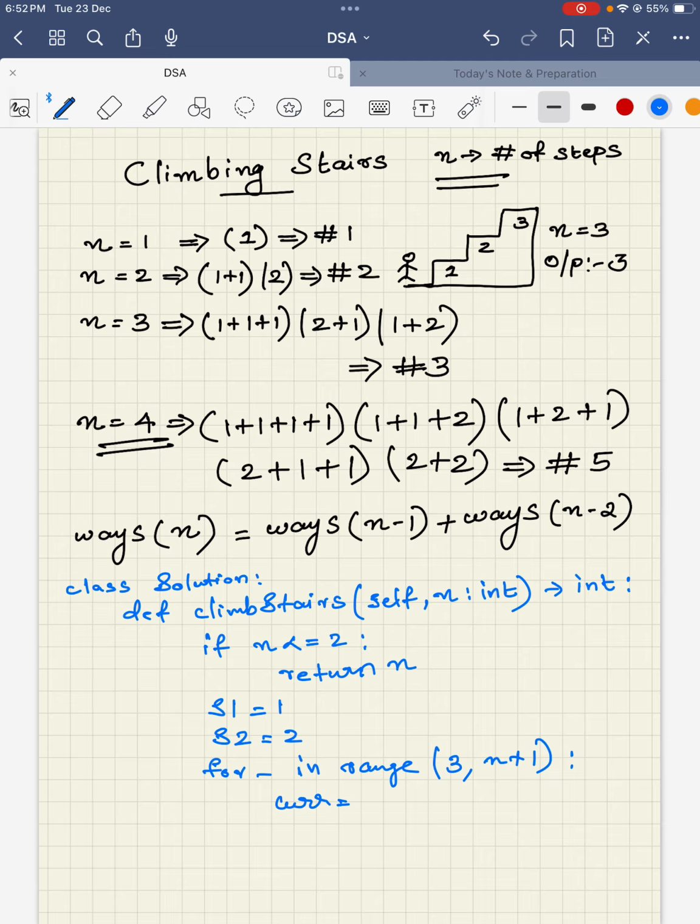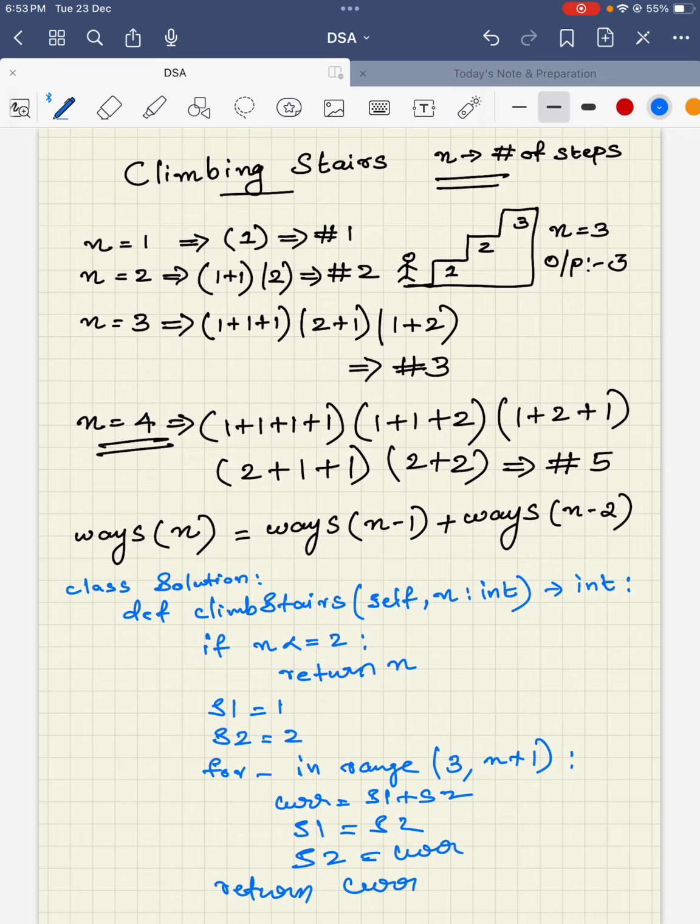Current is nothing but s1 plus s2. This will advance the series, and s1 would be replaced by s2, and s2 would be replaced by current. And once this is over, we just have to return either s2 or current, both will work.